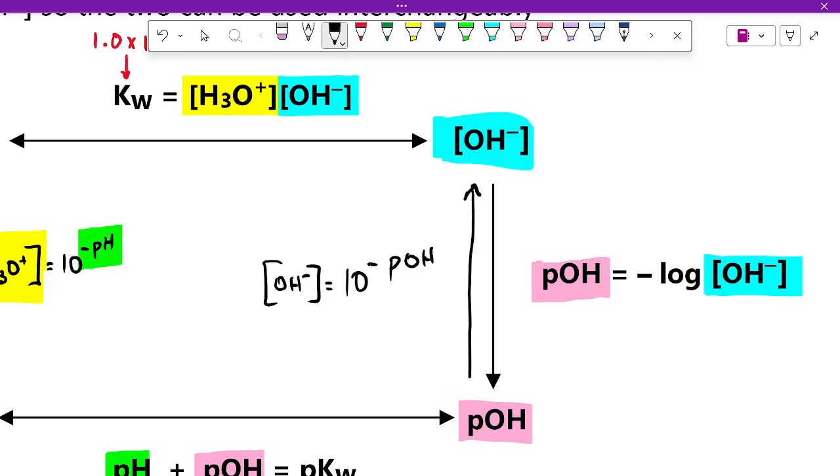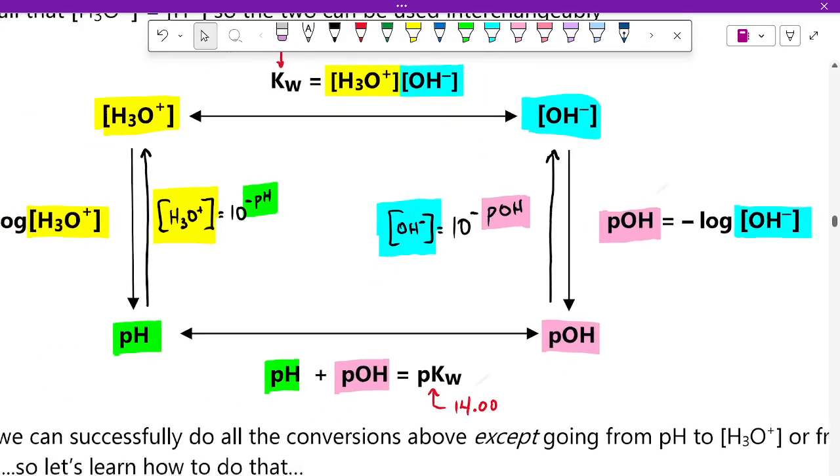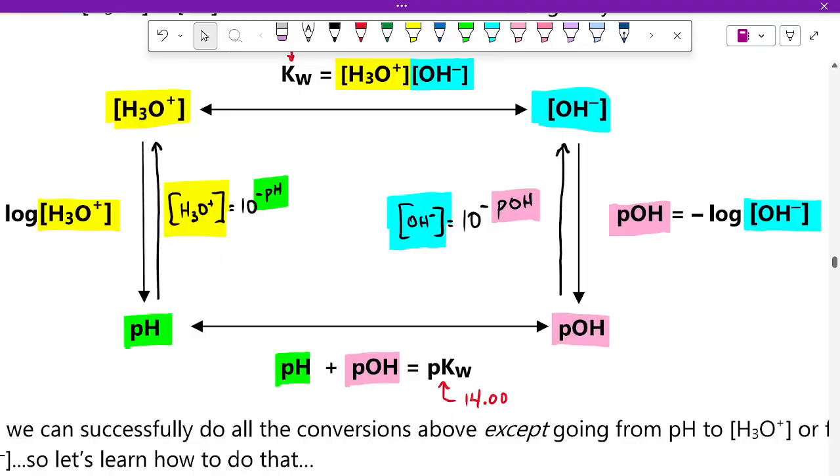Should you memorize this little chart? Yes. Well worth your effort. At some point, you won't need to use a chart. You'll just know them all, but the chart is very helpful for when you're first starting out. So know this chart.